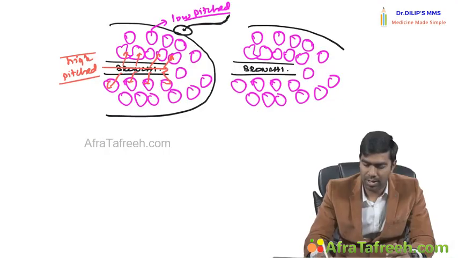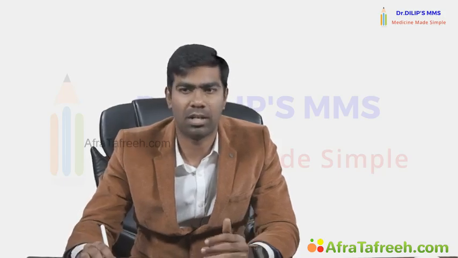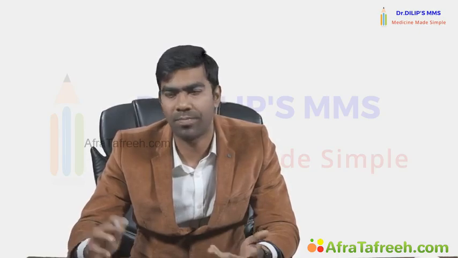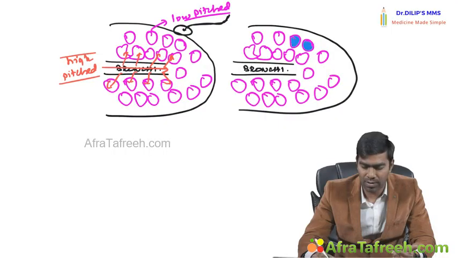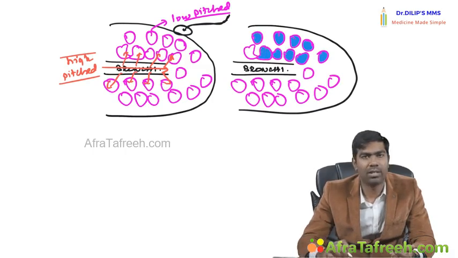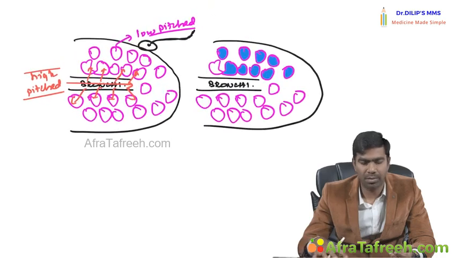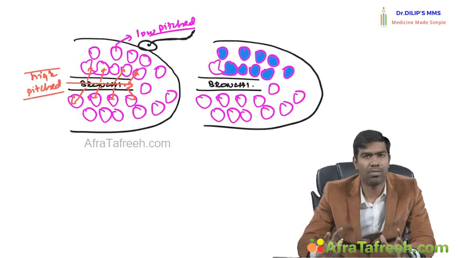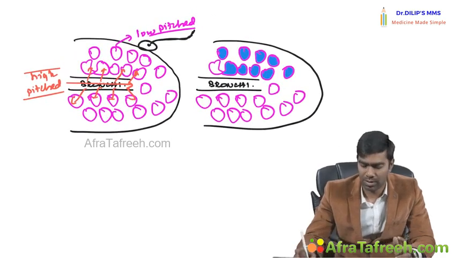But what happens in consolidation? In consolidation, I told you it's a filling process. It's an alveolar filling process. What are the alveoli filled with? The alveoli are filled with pus. So let us assume this area of the lung is filled with pus. And here there will be alveolar collapse and the entire alveoli will be filled with pus as well.